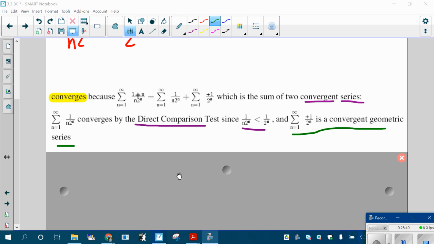We will do a lot of practice with this direct comparison test as well as the limit comparison test and making sure to tell them apart. But it's definitely going to be a tricky one. Don't worry, we'll do practice with it.